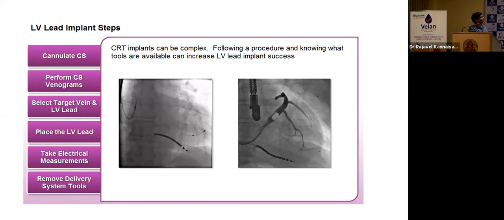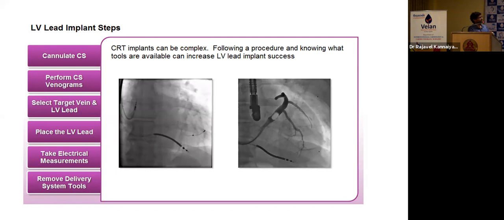So always the first step in implanting the LV lead is we have to cannulate the CS. There are certain tools which will help to easily cannulate the CS. And it is always better to do a venogram, so we'll know better what is the target vein. Because the latest activation in LBBB is always basolateral. In the basolateral region, the posterolateral vein lies. So always our selection should be the posterolateral vein.